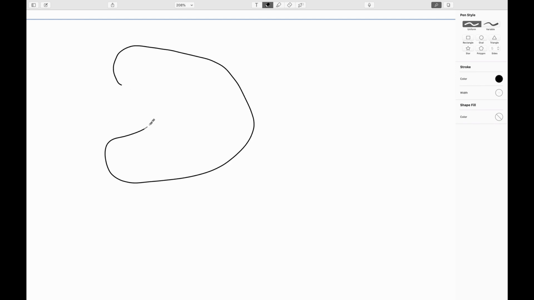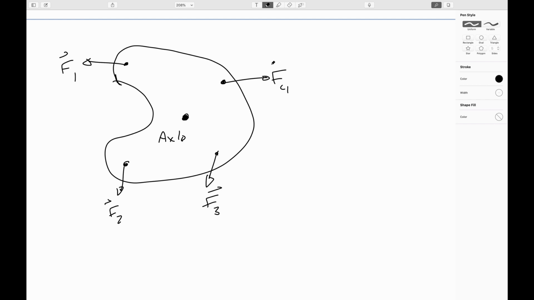So let's say you've got some oddly shaped thing like this. I'm imagining some sort of flat object. And let's say it's attached onto an axle right here. And let's say forces are being applied at 4 different spots here. Might be a force here, let's say. There'll be a force here. Let's say that there's a force here. And maybe for completeness sake, let's say there's a force there.